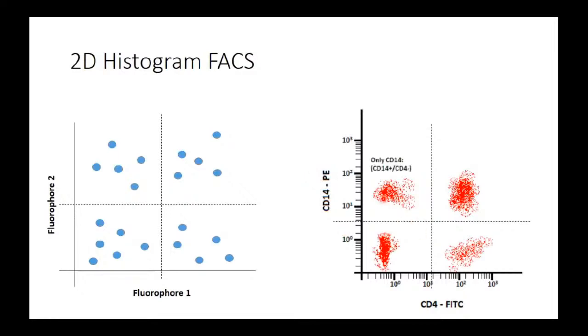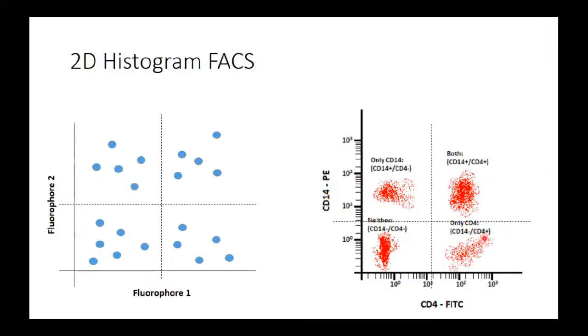Then cells in this quadrant are expressing CD14, but they are not expressing CD4, so we have CD4 negative. Cells here are expressing both. They are giving high signal on both of them, so CD14 positive, CD4 positive. These cells are CD14 and CD4 negative because they are giving low signal on both detectors. And these cells are expressing CD4. They are giving high signal on the CD4 detector or on the FITC detector, but they are giving low signal on the other detector, so they are expressing only CD4.